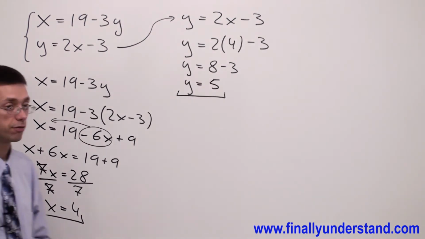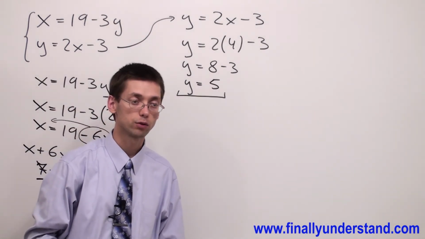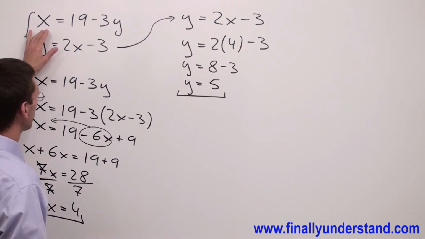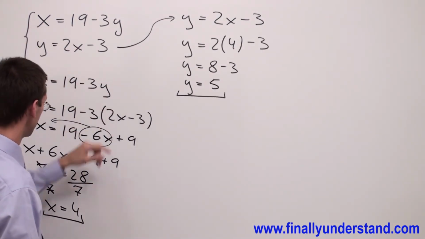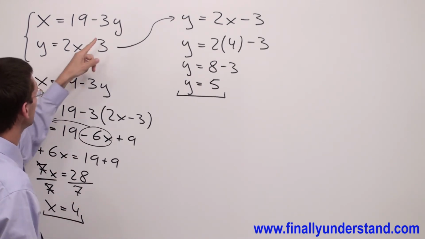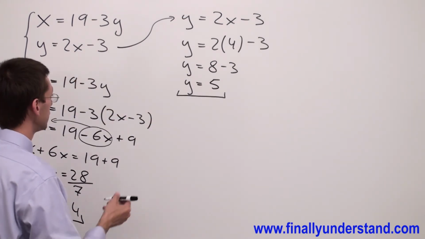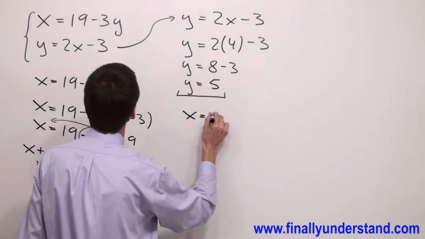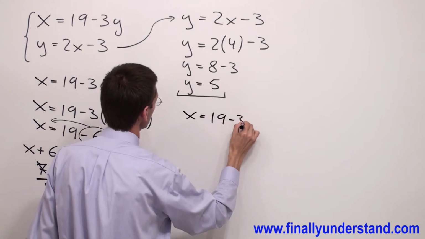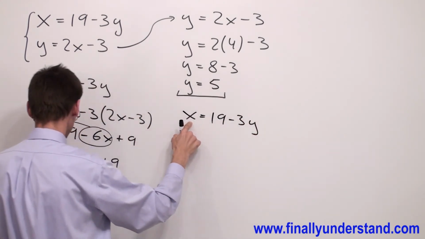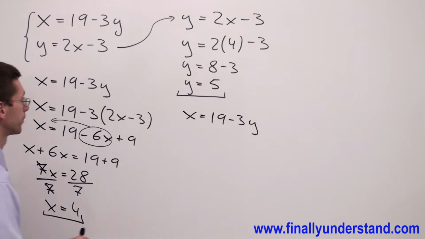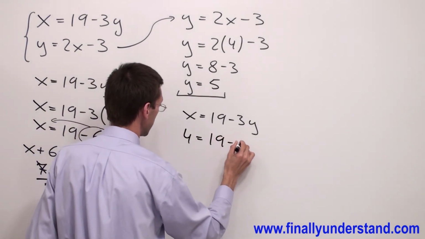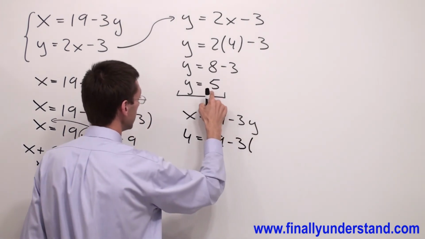In order to verify that our answers are correct, we're supposed to substitute x's in both equations by 4 and y's by 5. So let me copy down the first equation. I have x equals 19 minus 3y. x is equal to 4. So I have 4 equals 19 minus 3, and y is equal to 5.